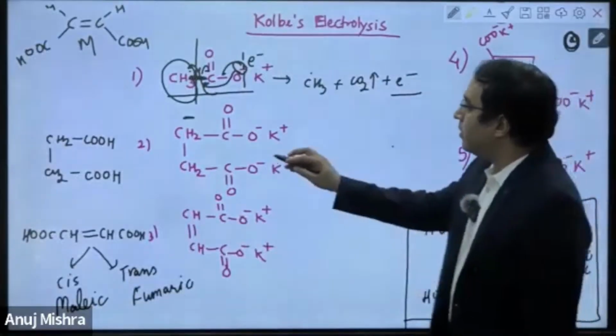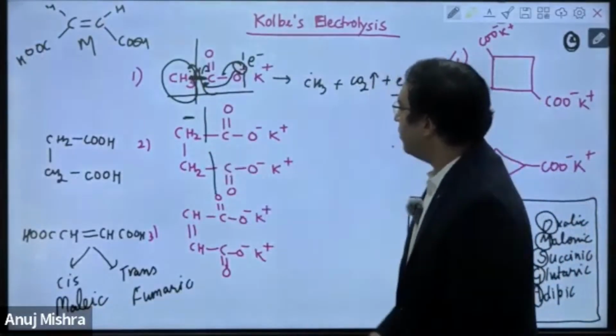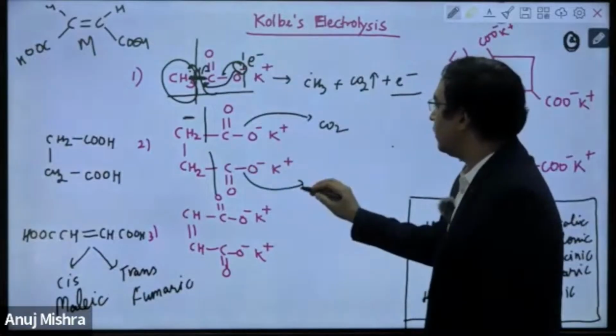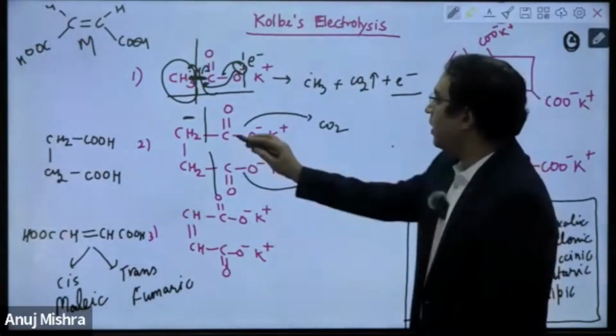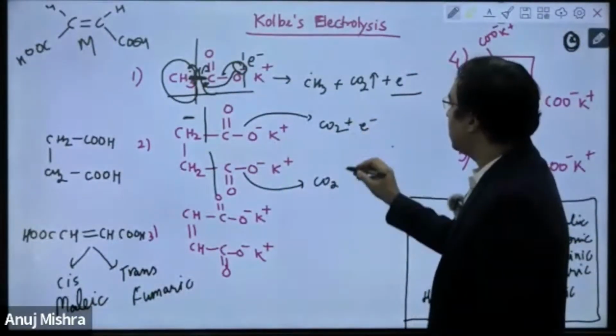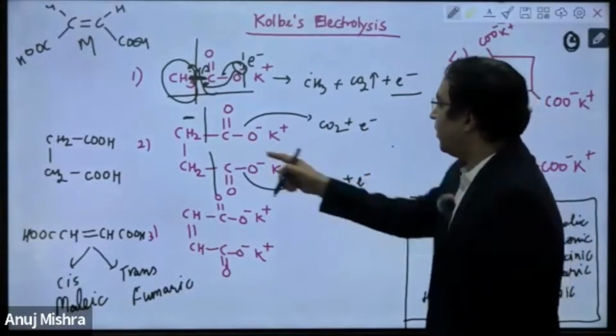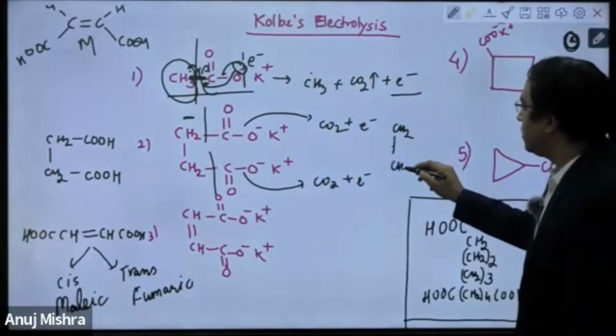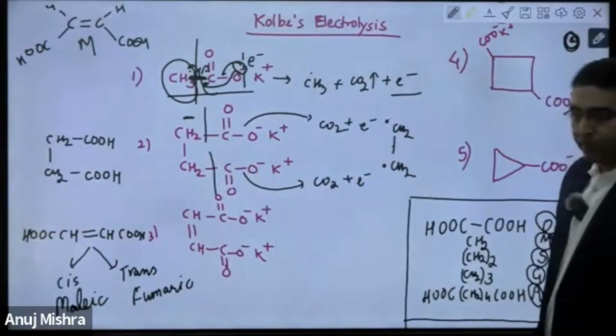Can you say what will happen here? This will break, both will break. I'll get one CO2 out of it, I'll get another CO2 out of it. And I will get electrons from here as well, electrons from here too. But this is combined, so what will it form? CH2, CH2, radical, radical.